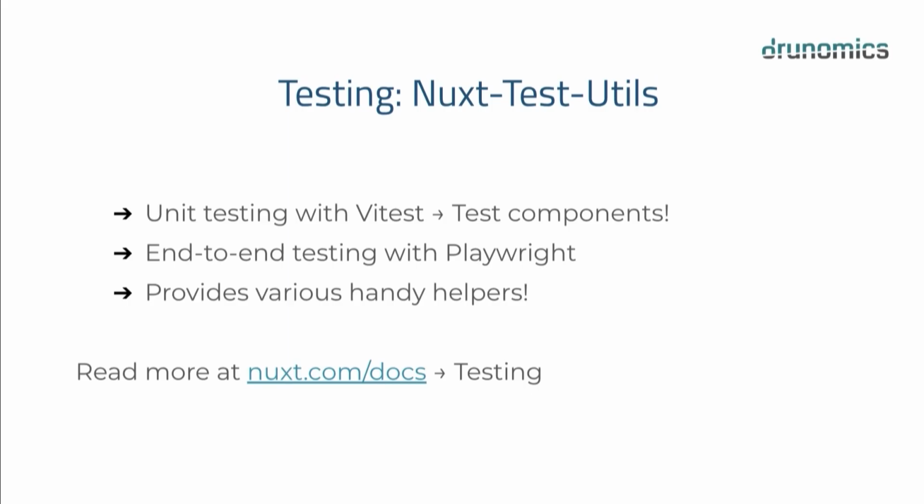For testing, there are the Nuxt test utils provided, which basically are helpers around unit testing, but also end-to-end testing. For unit testing, by default, it makes use of Vitest, and it has helpers for, in particular, testing components. For end-to-end testing, it has Playwright, but I think you can also use Cypress. And as mentioned, it has a bunch of very handy helpers. When you would like to use that, it's best to take a look at the documentation. It has a couple of useful examples.